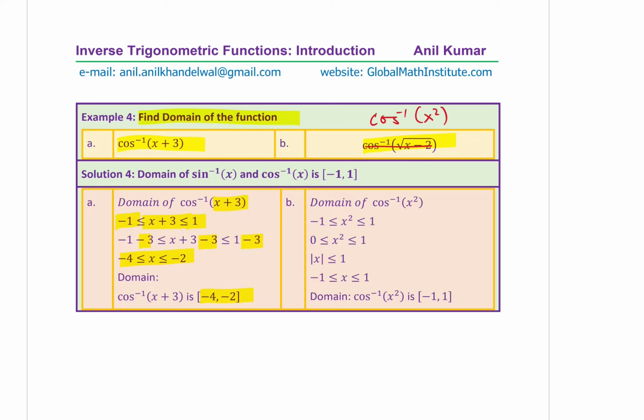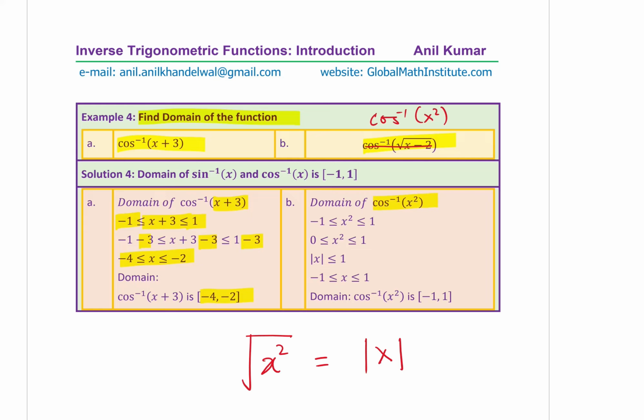Now, an important question here is, what is square root of x squared? Remember, it is not x. You will make a mistake if you do that. It is the absolute value of x. This is key to understand. Square root of x squared is the absolute value of x. Now, let's continue with our solution.